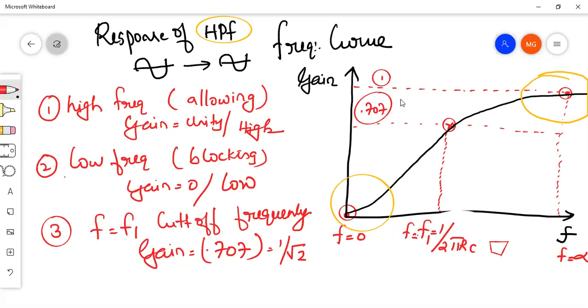Right. These are the things you need to understand about the frequency response curve. Once you get a frequency response curve, you can understand whether that is a high pass filter or a low pass filter. The frequency curve response gives an idea regarding which frequency it is allowing. If it is allowing frequency, what will the gain be? If it is allowing, gain will be high. If it is blocking, gain will be 0.